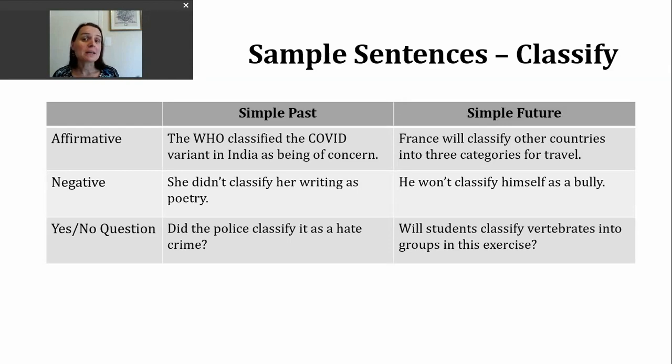We also use it to make predictions. And the nice thing about using will to express simple future is that our structure is going to be the same no matter what the subject is. So in the affirmative, we'll use will and then the base verb. You'll see that in the example here. France will classify other countries into 3 categories for travel.